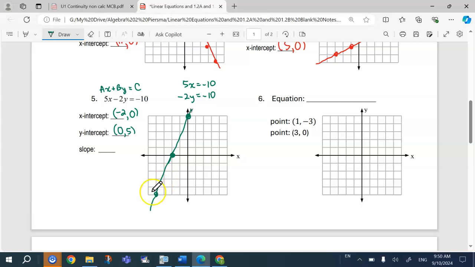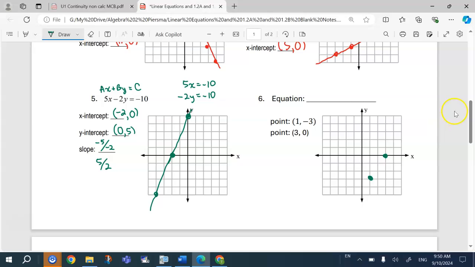And I can analyze this to figure out the slope. So I could go down 5, left 2 would be one way to write slope, but I could also write the slope as up 5, right 2. So either one is acceptable. In this problem over here, I'm first going to plot 2 points. So I have 1, negative 3, and then I have the point 3, 0. Okay, and then I can graph this through.